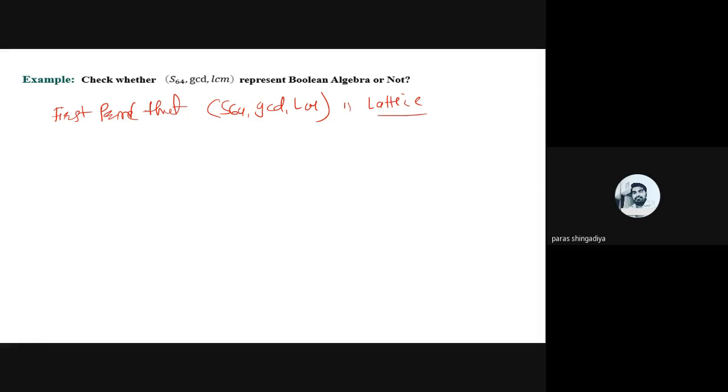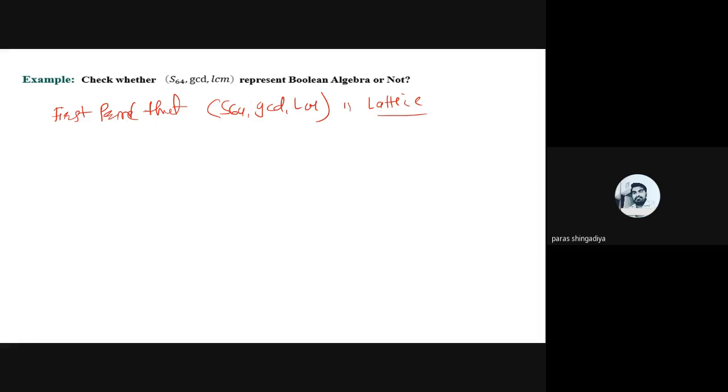That is the same as question number 1. In question number 1, we had S30 with GCD and LCM. Here it is S64 with GCD and LCM. So just replace S30 by S64 in this data. Remaining all will be the same. In this absorption law, all four properties will be considered here. So use it to check the answer.